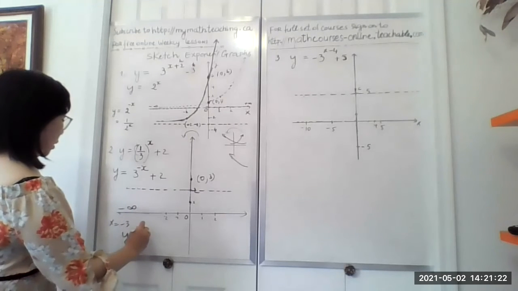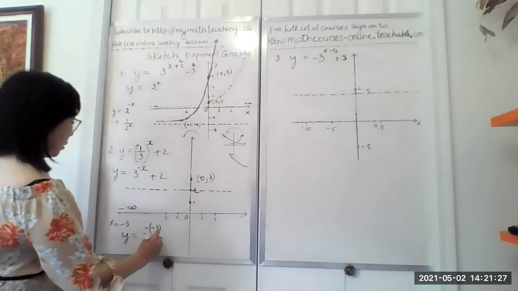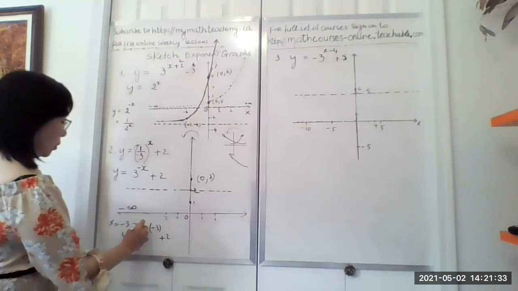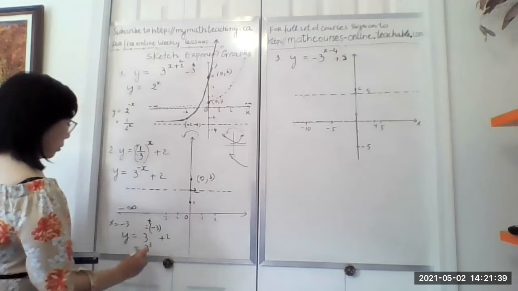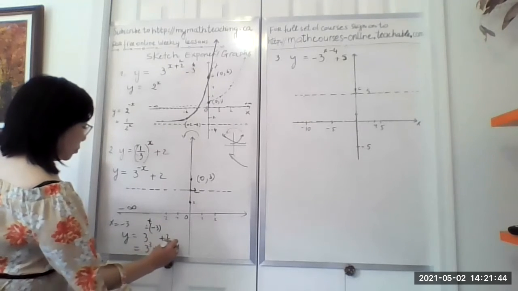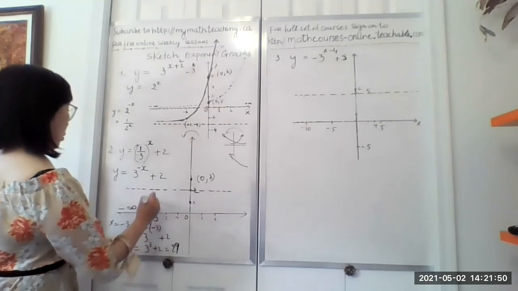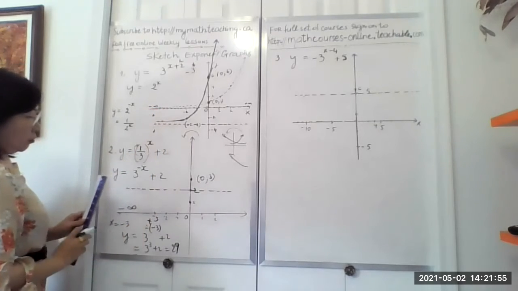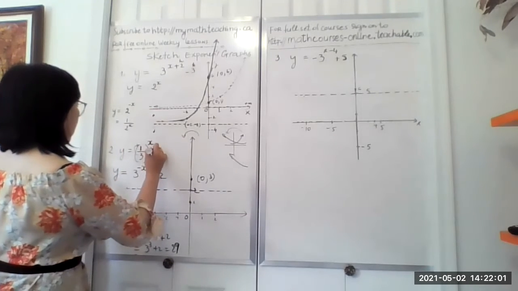y will equal 3 to the power of negative times -3, plus 2. So the two negatives make a positive, and it becomes 3 to the power positive 3 plus 2, which is 27 plus 2, which is 29. So if x is -3 this way, y is up here, 29, somewhere up top. So we see that, yes, the shape is accurate.